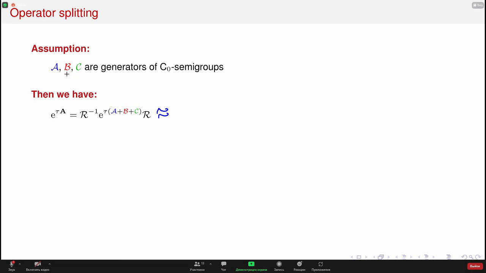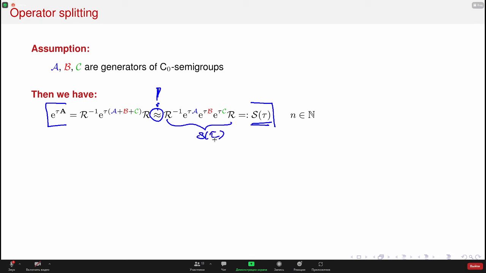First, we assume that all of these colored operators are generators of C0 semigroups, and then this approximation needs to be satisfied. Actually, yes, it is like a Trotter product formula. This can be approximated, but of course, this is to be proved in this whole setting. So what we have here is that this semigroup is approximated by this S of tau.